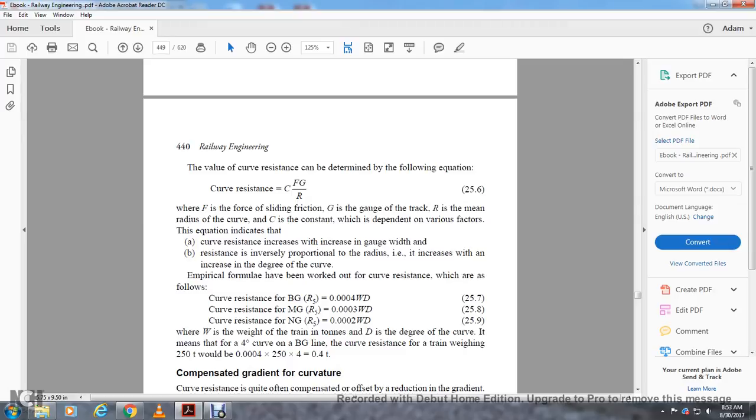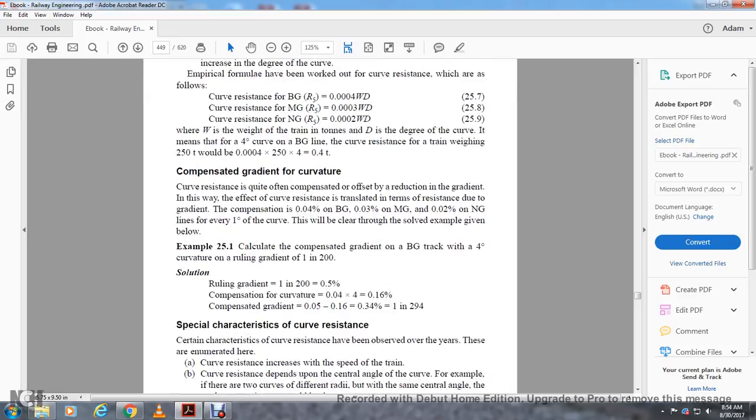Empirical formulas can be worked out for the curve resistance. The curve resistance for broad gauge is 4/10,000ths of W times D, for meter gauge it is 3/10,000ths of W times D, and for narrow gauge it is 2/10,000ths of W times D, where W is the weight of the train and D is the degree of the curve. It means that for a 4-degree curve of broad gauge, the curve resistance of a train weighing 250 tons would be 4/10,000ths times 250 times 4, or 0.4 tons.